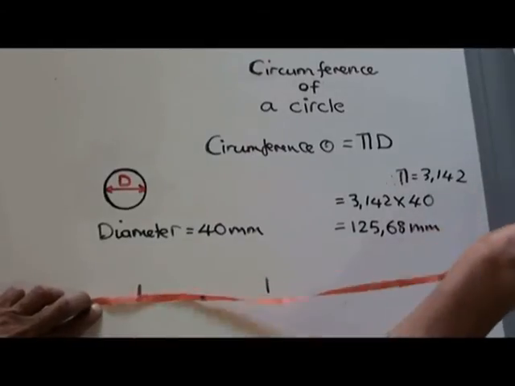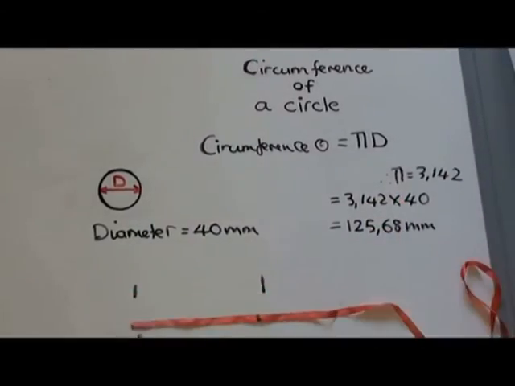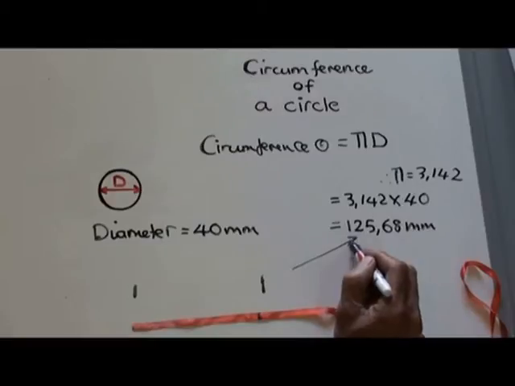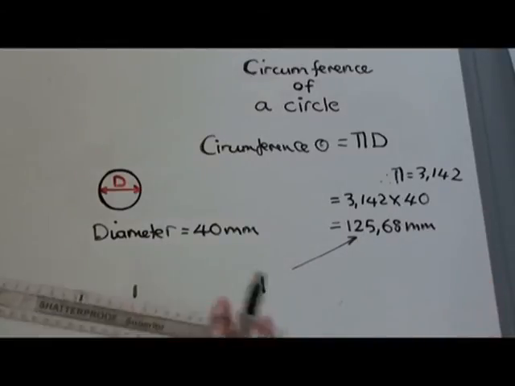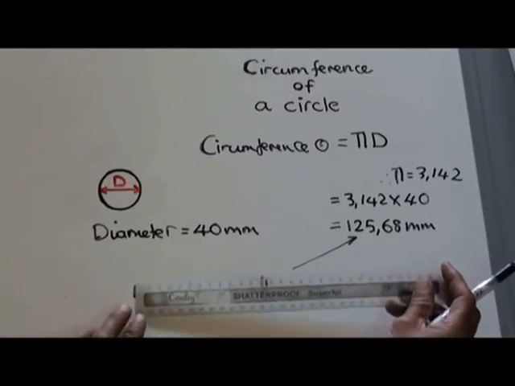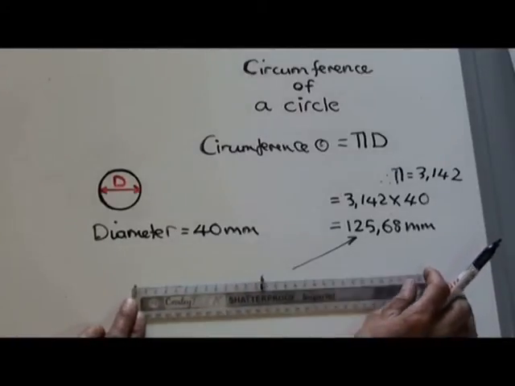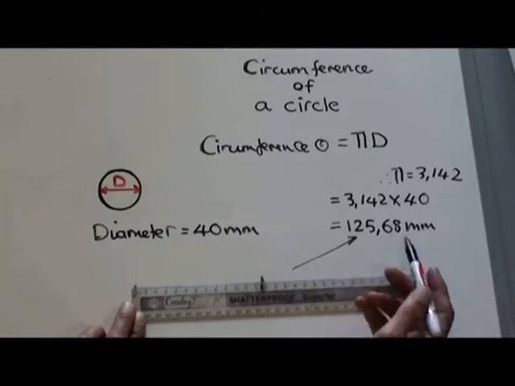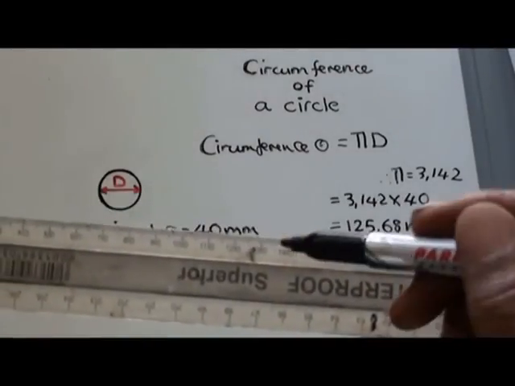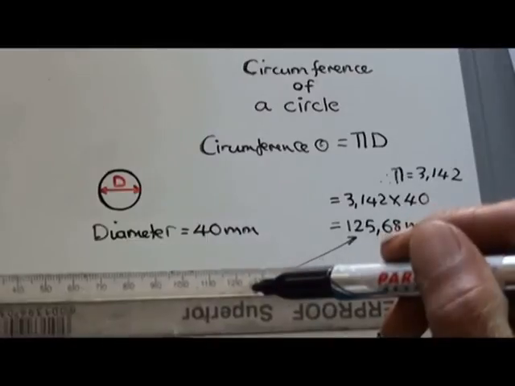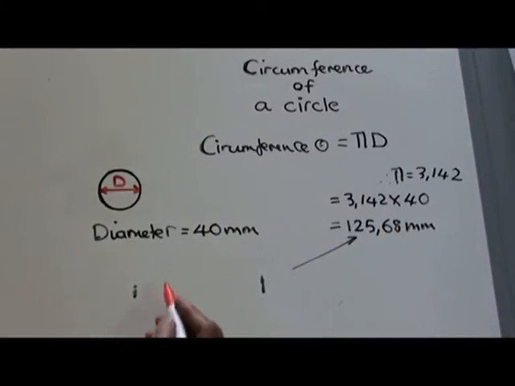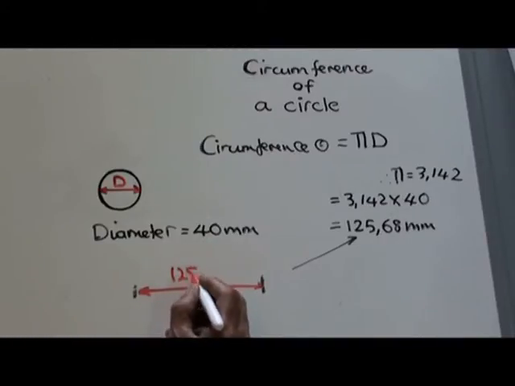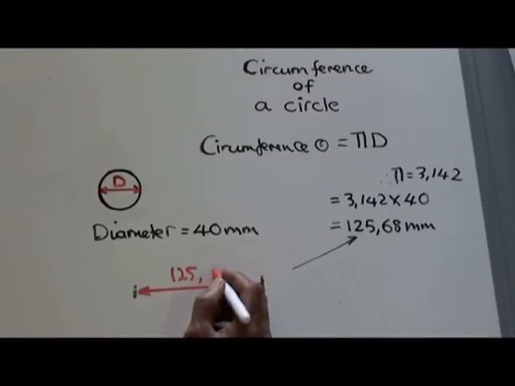And now the mark on the string, that is the mark on the string. So that distance we've got to measure and see if it coincides with that measurement. Ruler, and I measure, see, 125. So this distance there, which I measured with my ruler, is 125, approximately, comma 6.